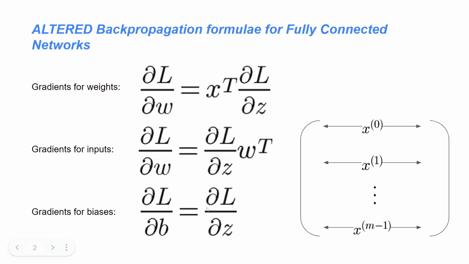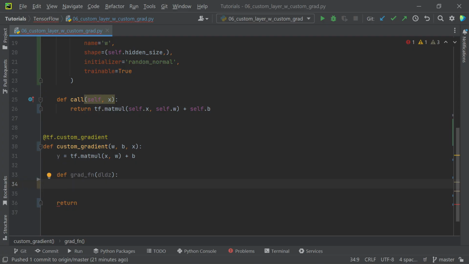So what we're going to have to do is sum across the batching dimension. So that would be the first dimension. But yeah, that's all you kind of need to know. So let's continue coding.